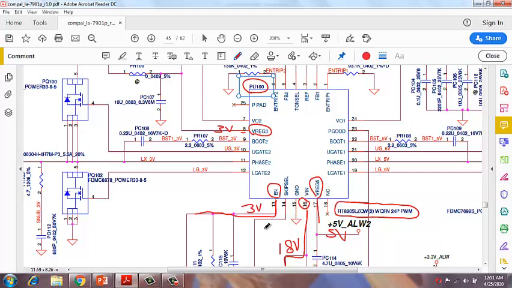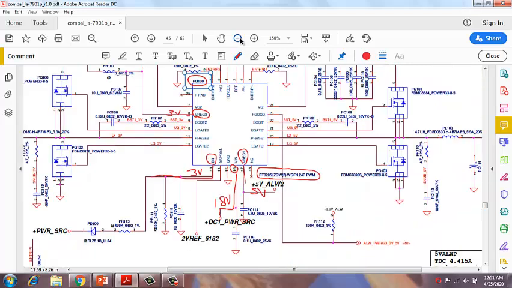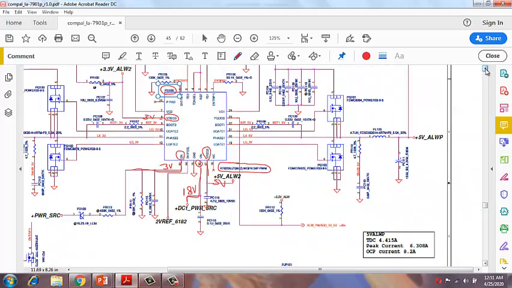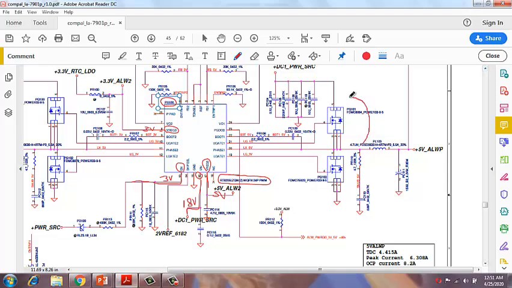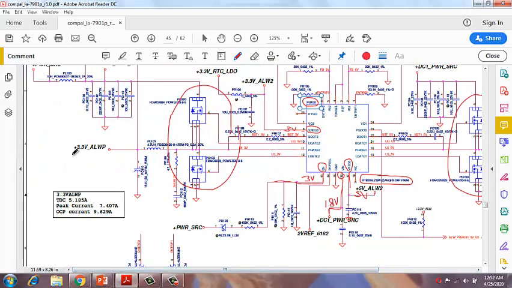So at pin number 13, when this chip gets 3 volt, it starts generating pulses, triggering 2 MOSFETs on both sides. I'll show you where these 2 MOSFETs are. So these are the 2 MOSFETs, this side and this side. This side always generates 5 volt, and this side always generates 3.3 volt.